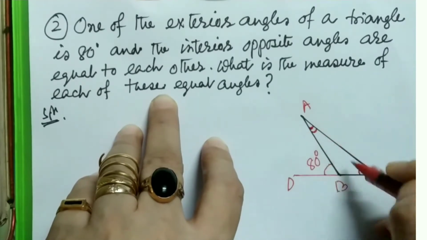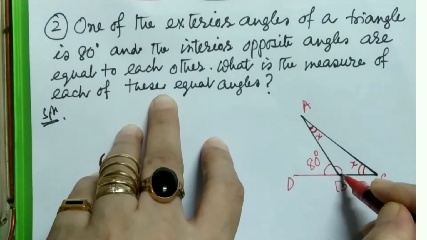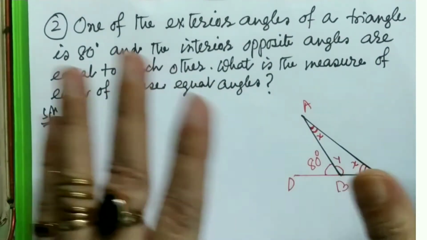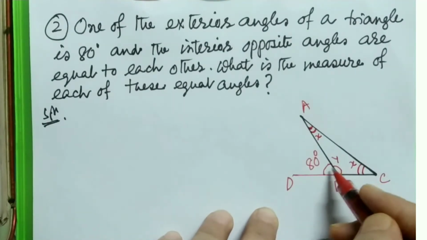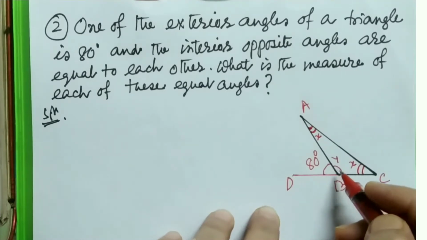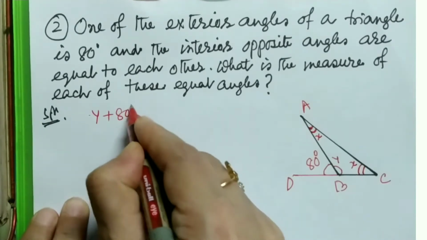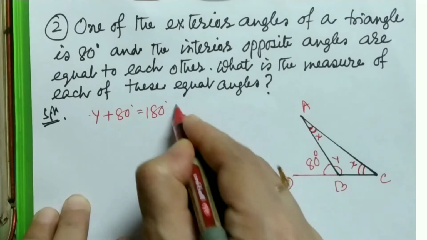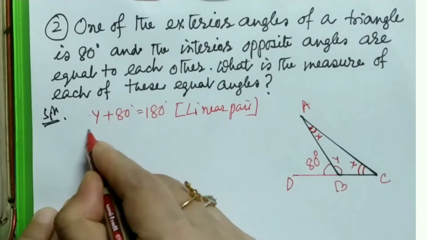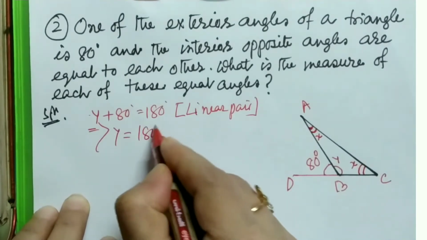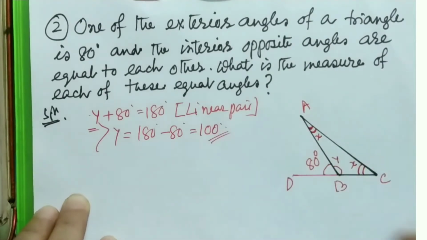Okay, so as these angles are equal, I am naming them as X, and this angle I name it as Y. Now our drawing is over. Now you see these two angles are adjacent angles and they form a linear pair. So we know angle Y plus 80 degrees is equal to how much? 180 degrees, because they form a linear pair. Implies Y is equal to 180 minus 80 is equal to how much? 100. Yes, value of Y we have found.